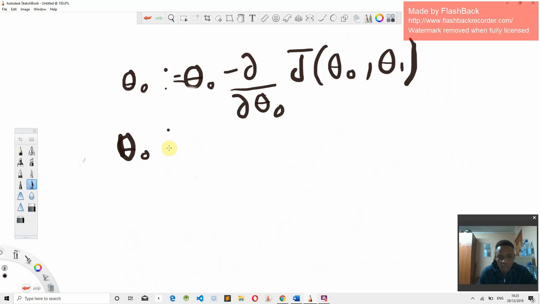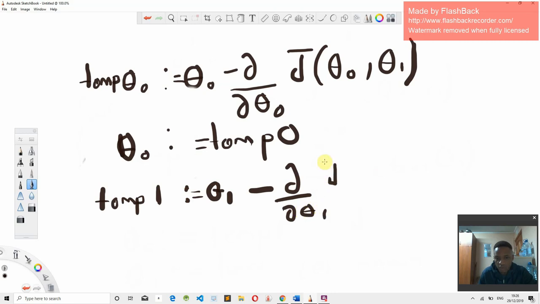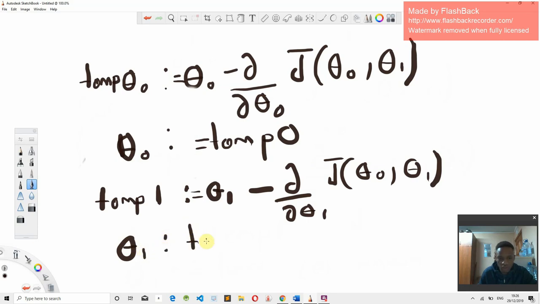So we then update, so this is temp 0. So we then update theta 0 first. And then the next thing, we then update theta 1, d over d theta 1 of the J function, J of theta 0 and then theta 1, and then let's say we then update theta 1 in this case, we just go to temp 1.